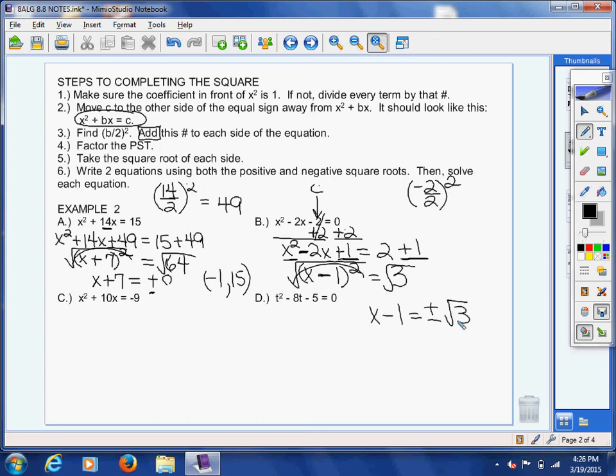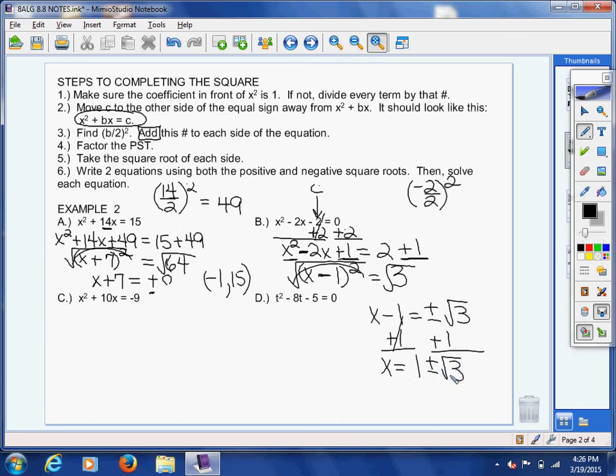But I can't take the square root of 3 and get a whole number, so I'm not going to do it. Last step, just get x by itself, and we're going to add 1 to each side. Okay? Now, a square root and a non-square root are not like terms, so the best I can do is say positive 1 plus or minus the square root of 3.